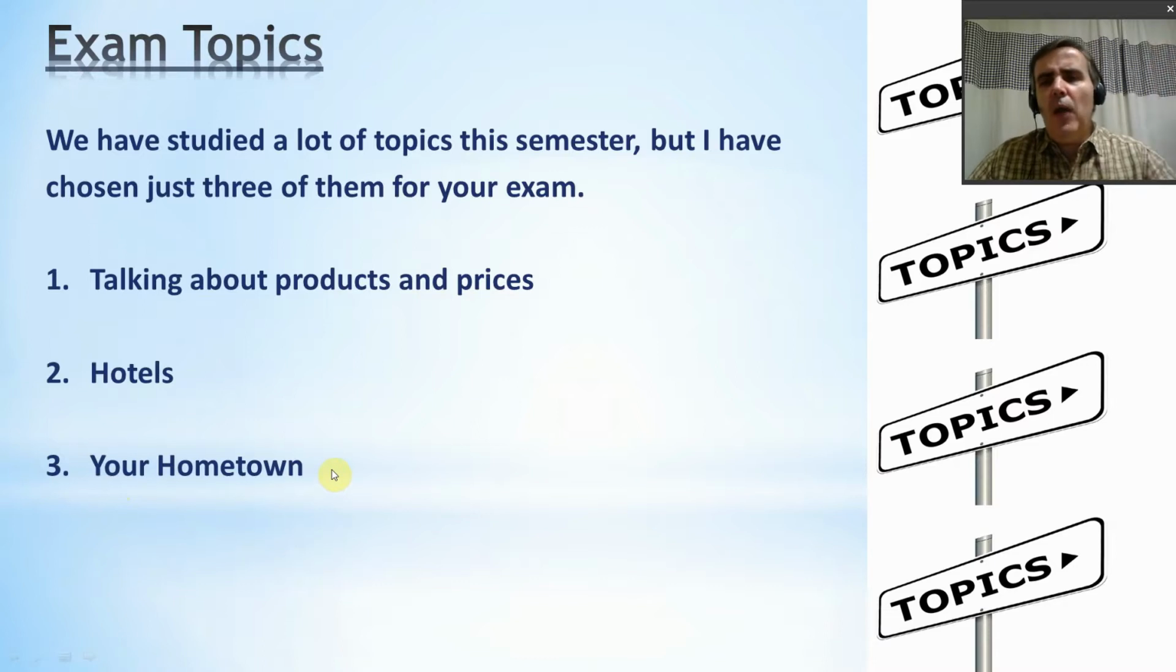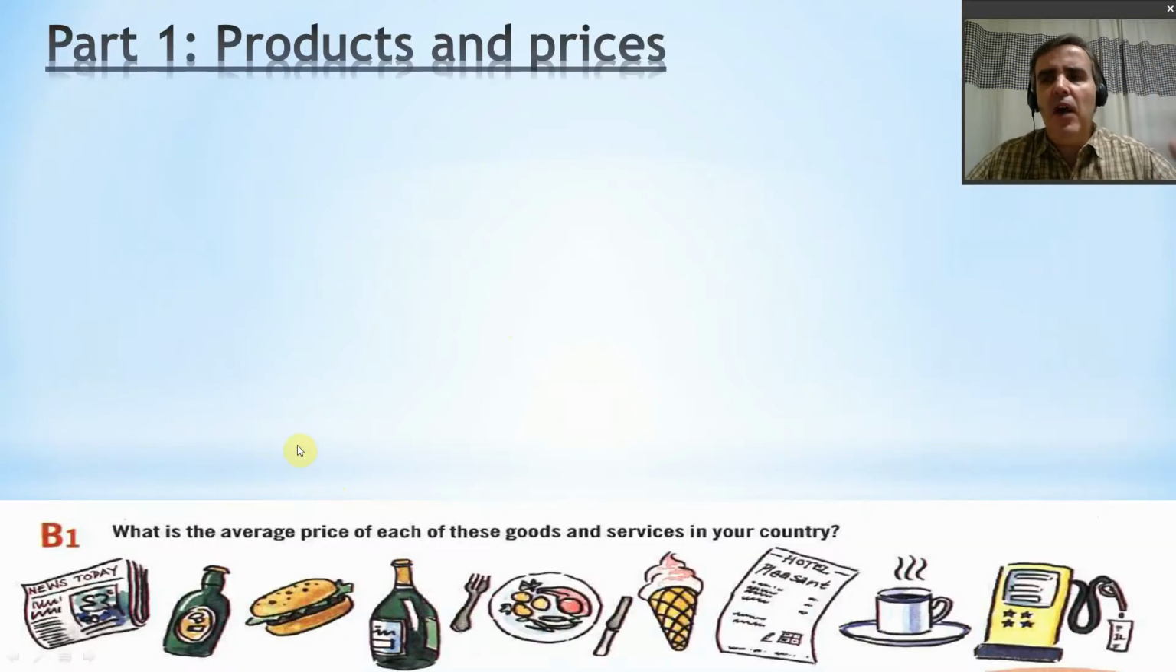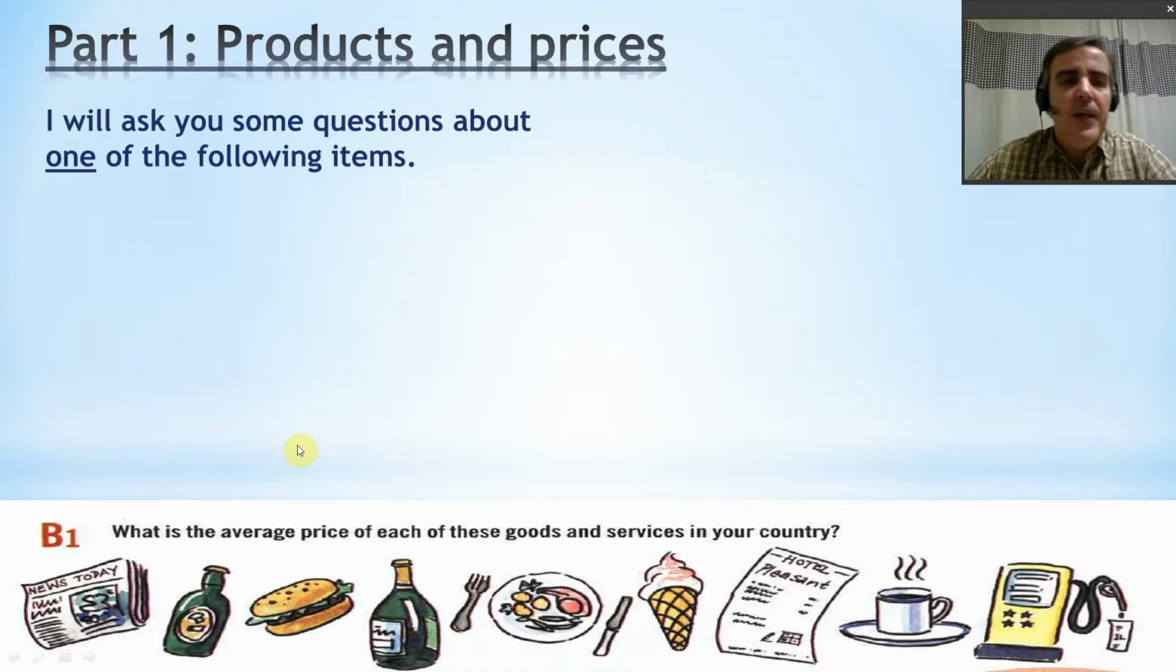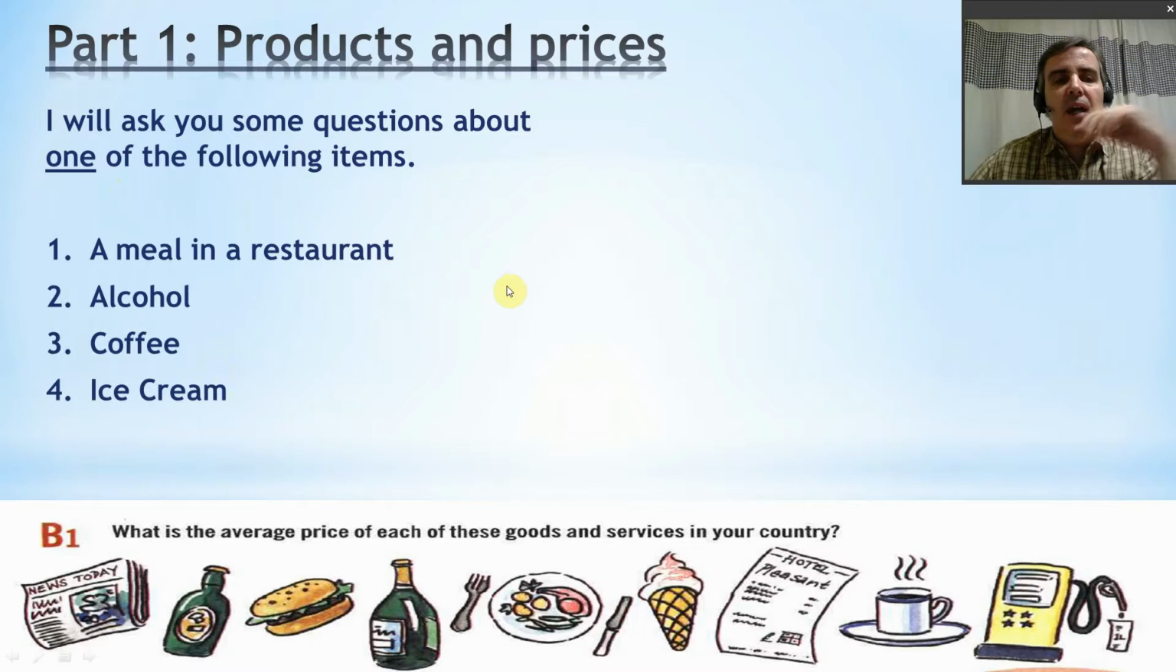Now each topic will have a little bit of difference on how we're going to do the exam. So the first part is going to be products and prices, and I will ask you some questions about one of the following items. So in your exam, although I've got 4 items here, when I speak to you next week, I will only be choosing one of these items. So maybe we'll talk about ice cream, or we'll talk about coffee, or alcohol or a meal in a restaurant. So these are the four possible things we'll talk about.